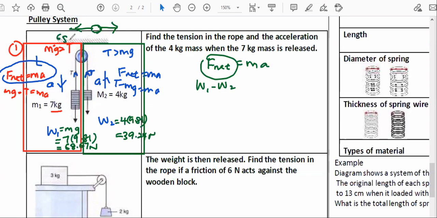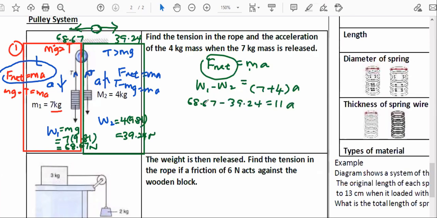So of course your left side is greater than right side, but this idea is not really correct, I just want you to get the idea, okay? So net force equals to MA, but when you use this M, it's actually 7 plus 4. So you can straight get your acceleration already. Notice or not? 68.67 minus 39.24 equals to 11A.